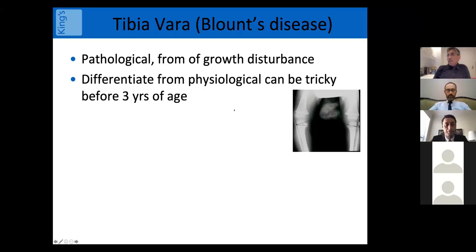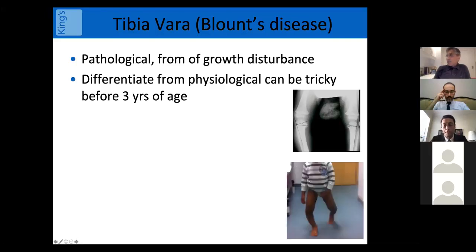So, tibia vara, Blount's disease, and the biggest problem is to differentiate between physiological and pathological or Blount's disease, and I showed you the whole range depending upon the race. You need to be careful before branding a child. I'm aware of this angle. I rarely use it because it's very confusing. It also depends upon the rotation of the limb. And I didn't find it that helpful.